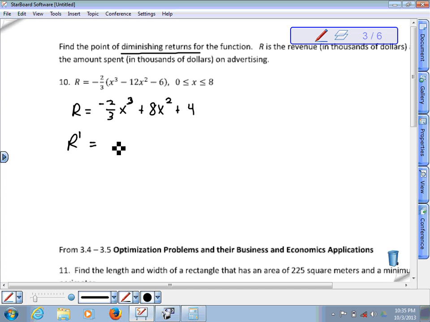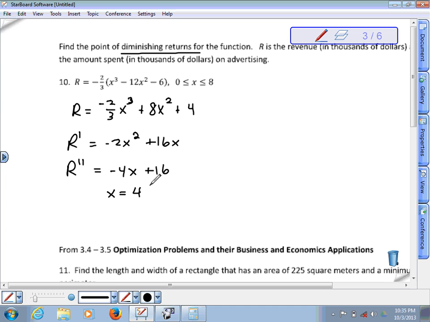R prime then is negative 2x squared plus 16x. And the second derivative is negative 4x plus 16. Now this is going to equal 0 when x is equal to 4. Now first let's just check that's in the specified domain. X can be anything between 0 and 8, where 8 is in thousands. These are in thousands of dollars, so this represents a value of $4,000.